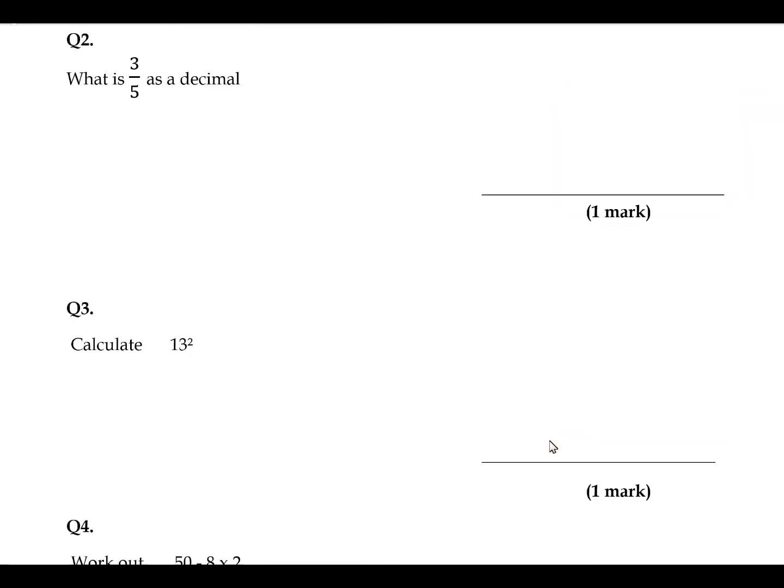Question 2. What is 3/5 as a decimal? We tell you in the class to remember that 1/5 is 0.2. It's one of those fractions and decimals where you can remember the relationship. And if you have 3 of them, we multiply 0.2 by 3 to get 0.6. So 0.6 is the answer.